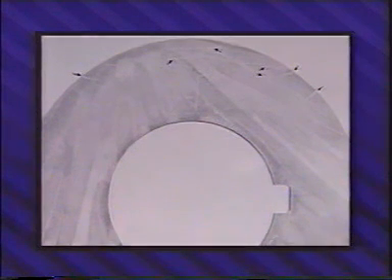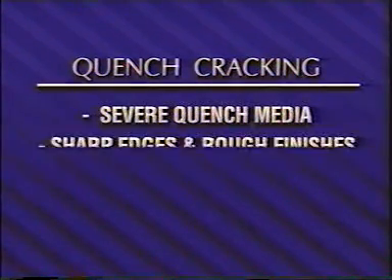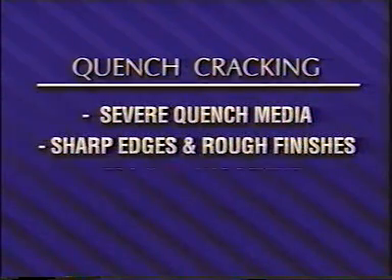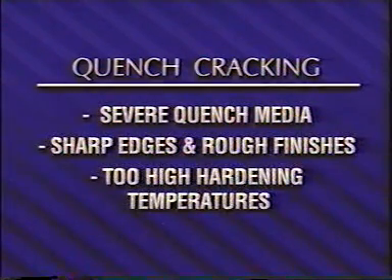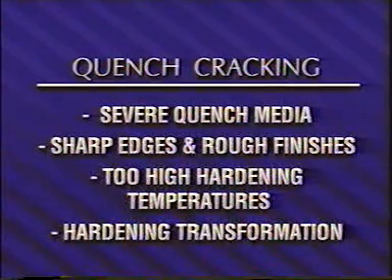Quench cracks frequently cause failure in hardened steel parts. Quench cracks in steel originate from volume changes that occur in hardening. The transformation of austenite to martensite always expands with unfavorable conditions, and this may result in cracking. Many conditions promote the formation of quench cracks: quenching media that are too severe, sharp edges and rough finishes, hardening temperatures that are too high, and hardening transformation that occurs last in the center of the part.